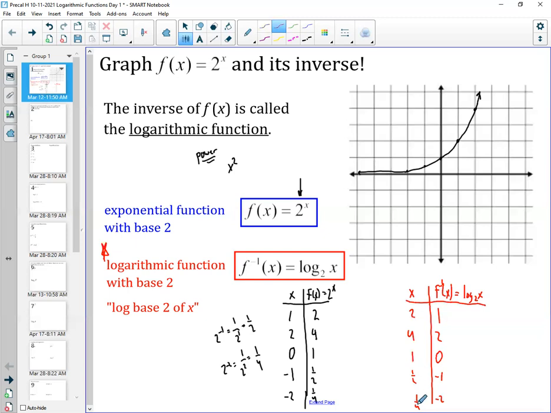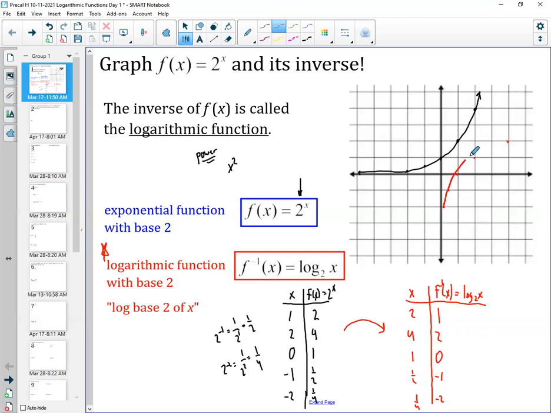It's a little weird the way these are written, but I'll start with the smallest and go to the biggest. The smallest is 1/4, and that's -2. And then 1/2 is -1. And then 1 is 0. And then when x is 2, I should get 1. When x is 4, I should get 2. So to get from here to here, you switch the x's and the y's.